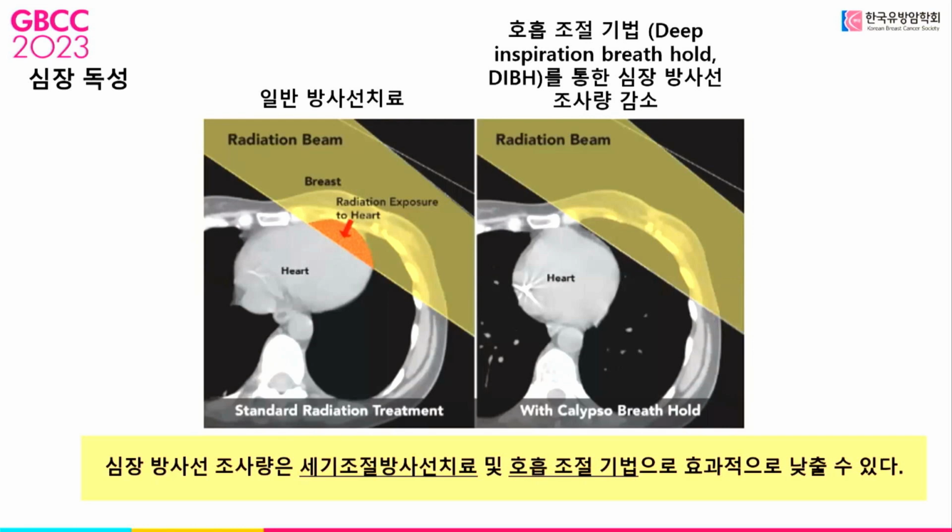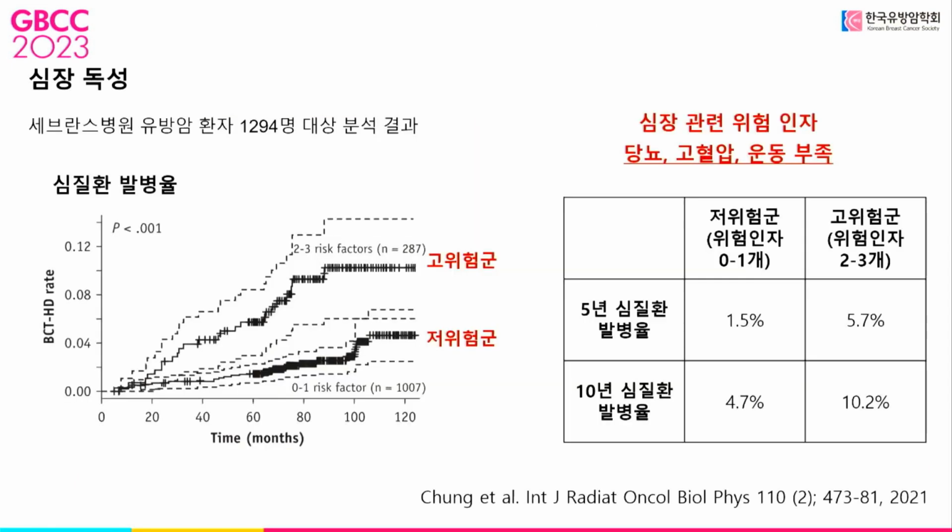There's another method called DIBH, deep inspiration breath hold, and here is a photo. Compared to routine radiotherapy, when you apply the DIBH, you take a deep breath and you hold. Therefore, the distance between the breast and the heart is widened. Therefore, when the radiation is delivered, there is almost no dose delivered to the heart. So you can effectively reduce the doses to the heart using the IMRT and the DIBH techniques.